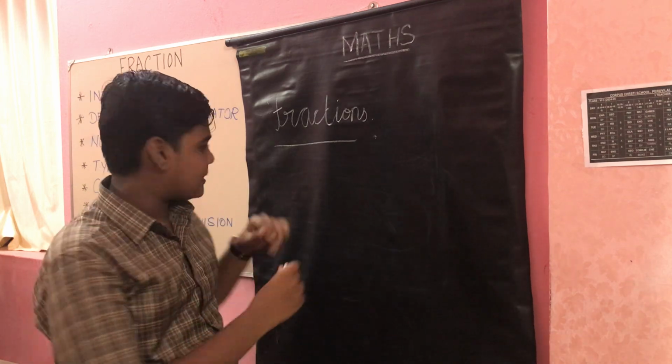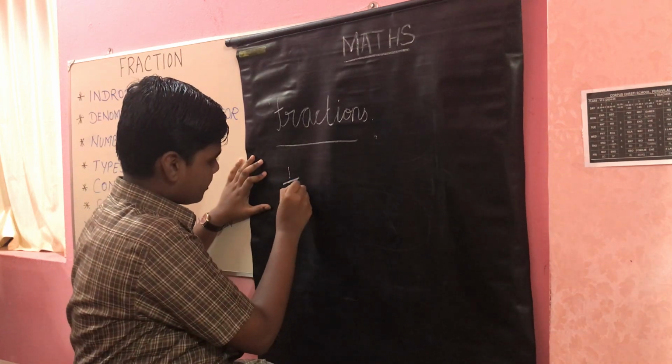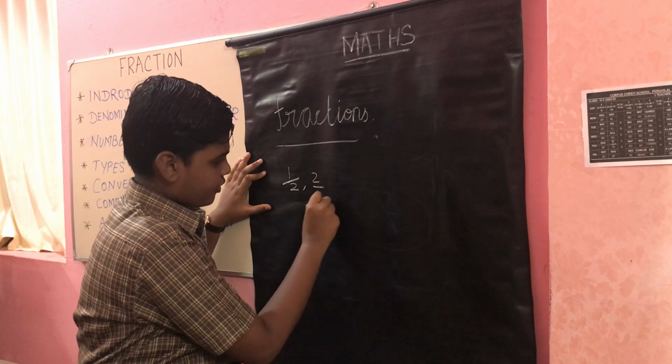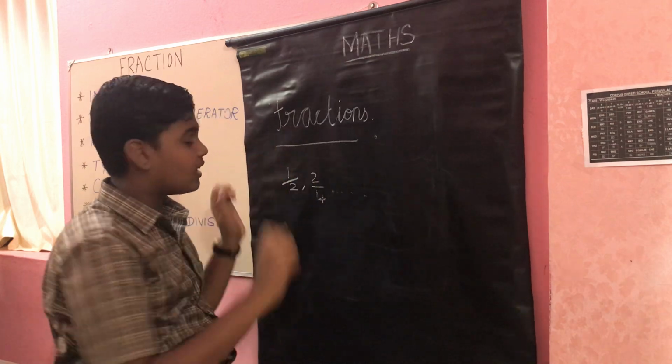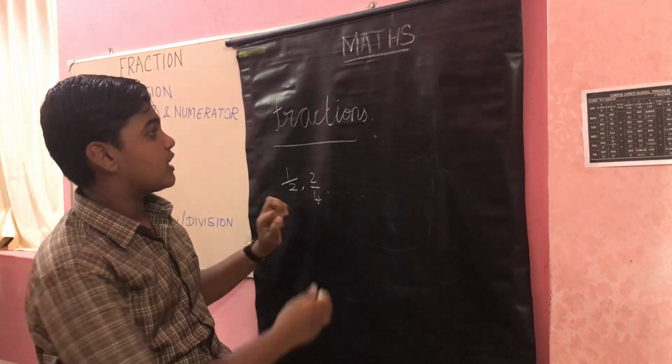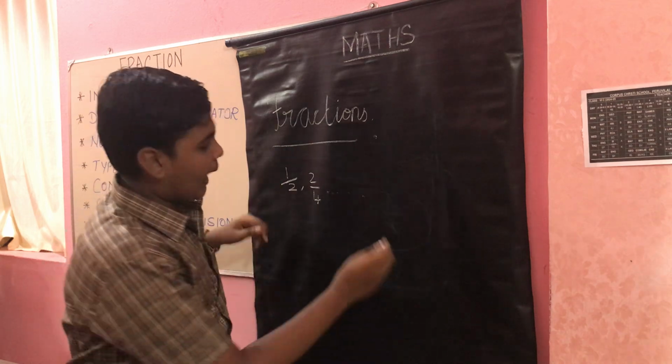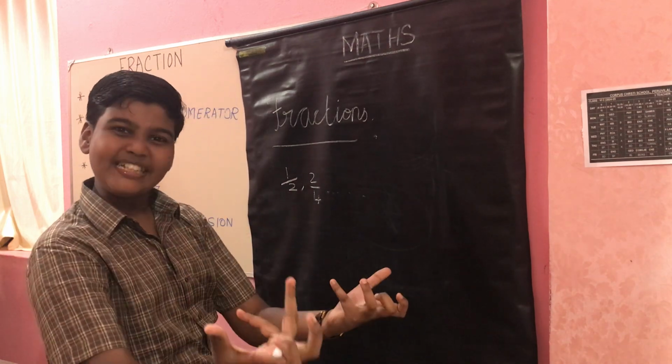Have you seen numbers such as 1 by 2, 2 by 4 and so on? These numbers are known as fractions. If I want to simplify it for you, I will explain it with the help of a pizza.